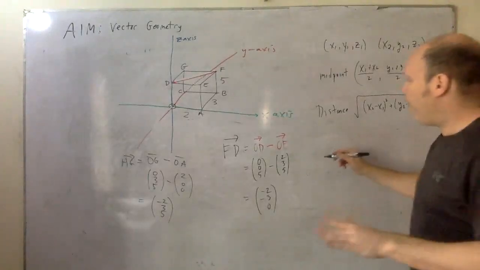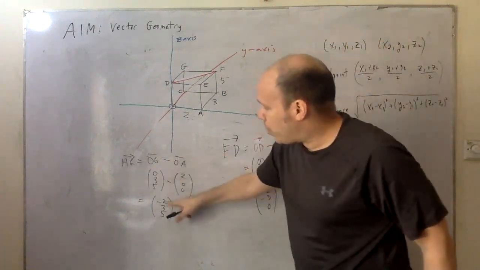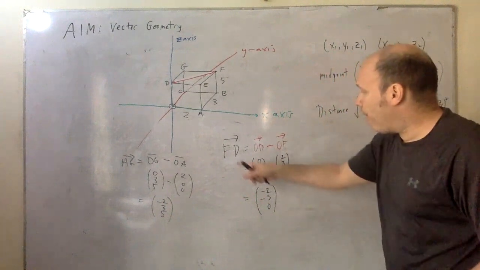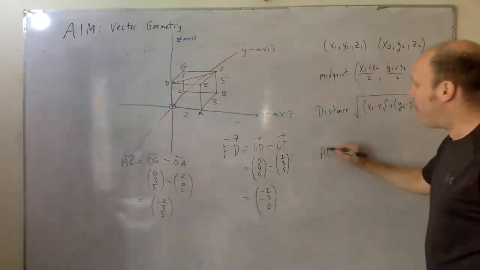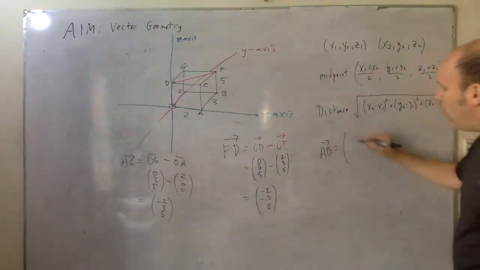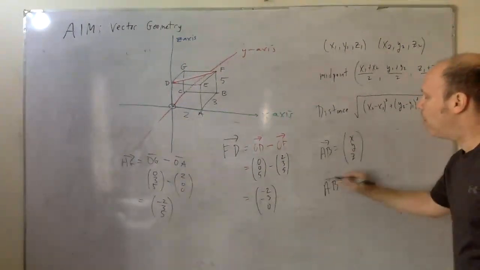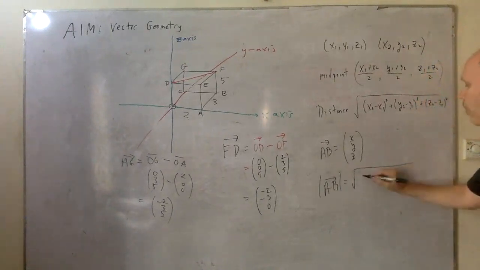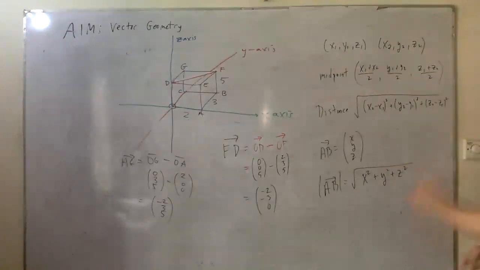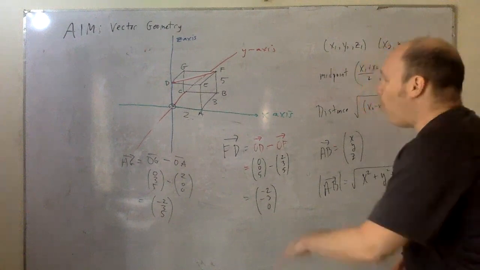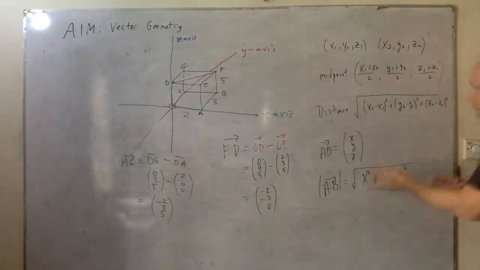So this is kind of cool. When we found AG, we found the change in x, change in y, change in z. When we found FD, we found the change in x, change in y, change in z, which means if you have vector AB, which is x, y, and z, the magnitude is now just the square root of x squared plus y squared plus z squared. So this makes vectors really interesting. Once again, all the components in the vectors are the changes, so you can easily find the distance.